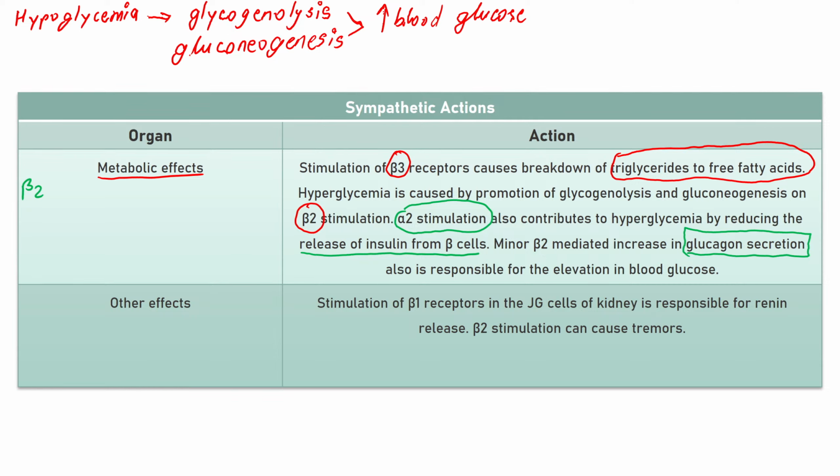Beta 2: gluconeogenesis, glycogenolysis, glucagon secretion. Alpha 2 inhibits. What will it inhibit? It will inhibit insulin secretion. All of this is done to combat the hypoglycemic condition.